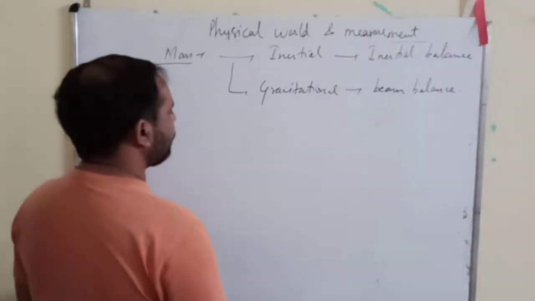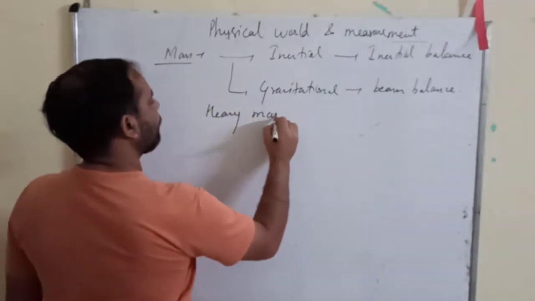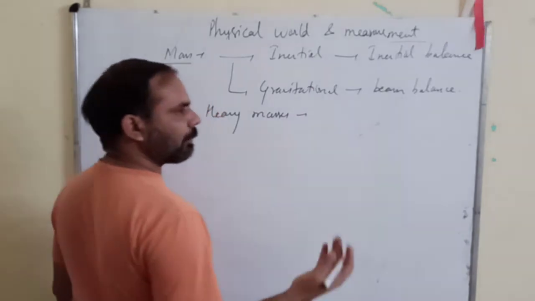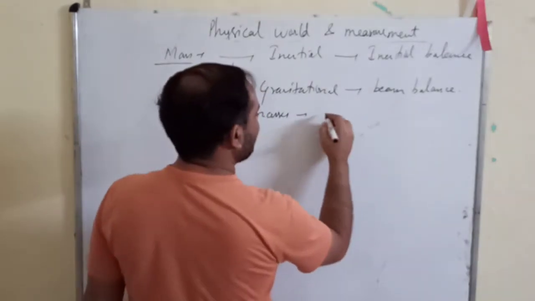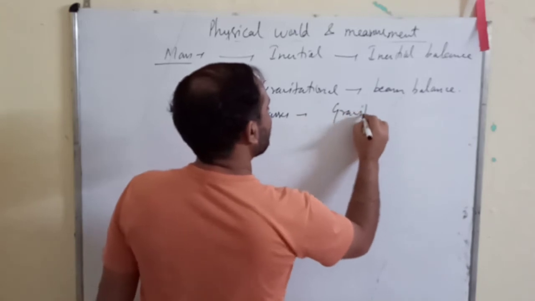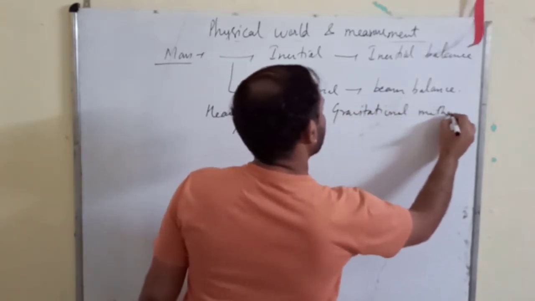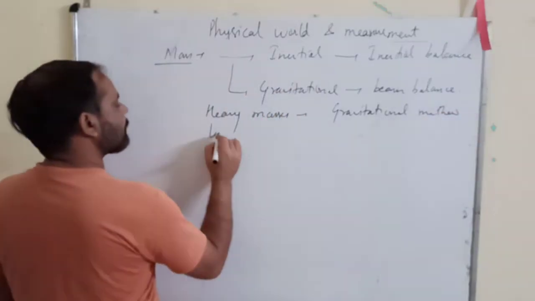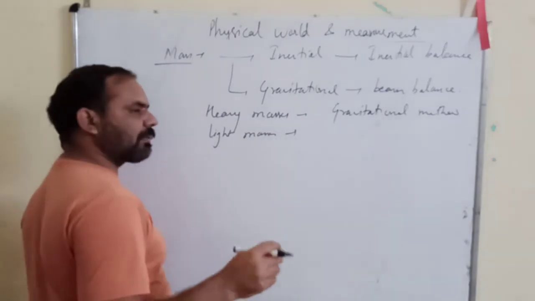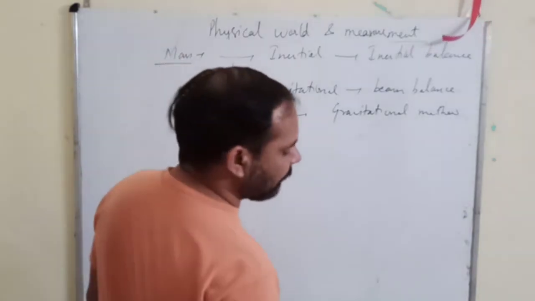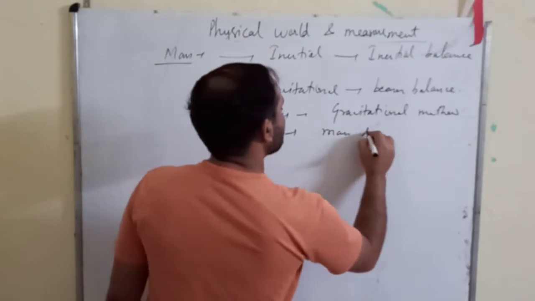Alright, now the heavy masses, like the mass of the sun, stars, and planets, are measured with the help of the gravitational method. And light masses, like the mass of an atom or the mass of a molecule, are measured with the help of a mass spectrograph.